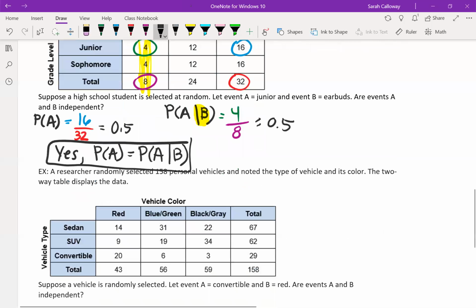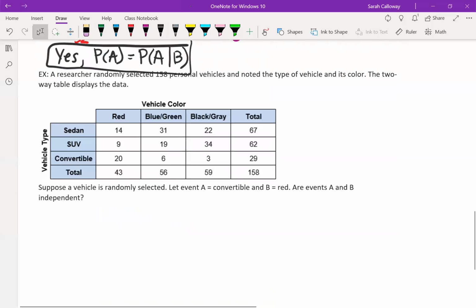Okay, let's look at one more just to make sure we understand that concept. A researcher randomly selects 158 personal vehicles. Note the type of vehicle and its color. So this is the same two-way table from the beginning. So suppose a vehicle is randomly selected. Let the event A be that that car is a convertible. So the probability of A is going to be 29.